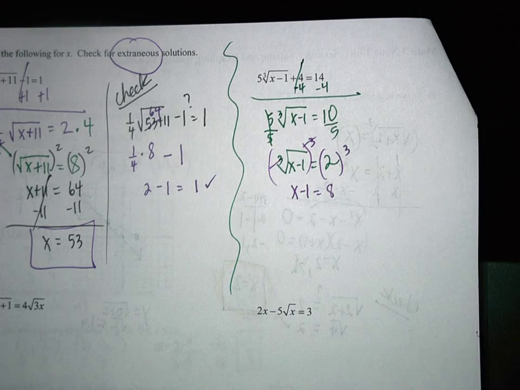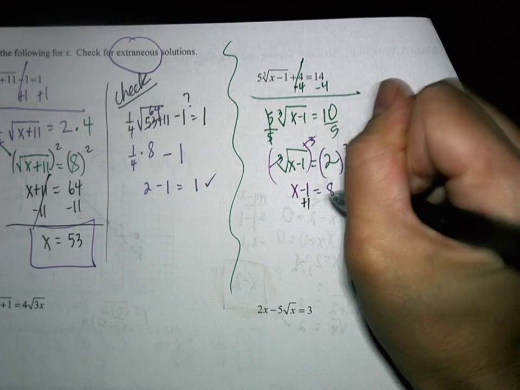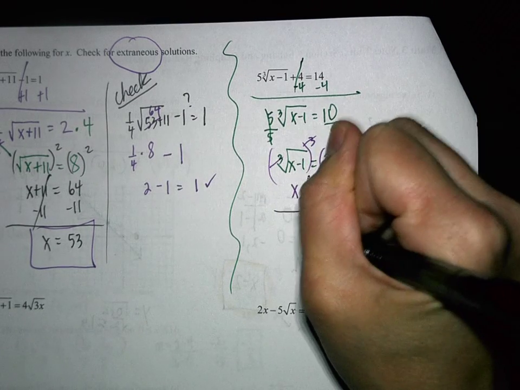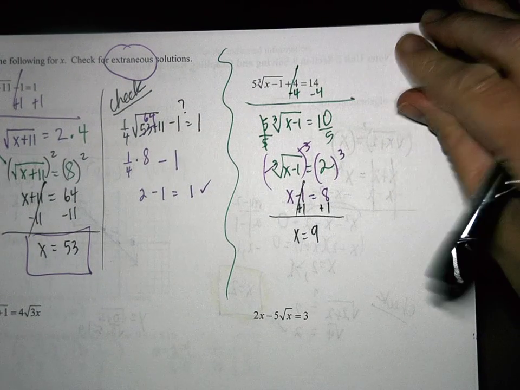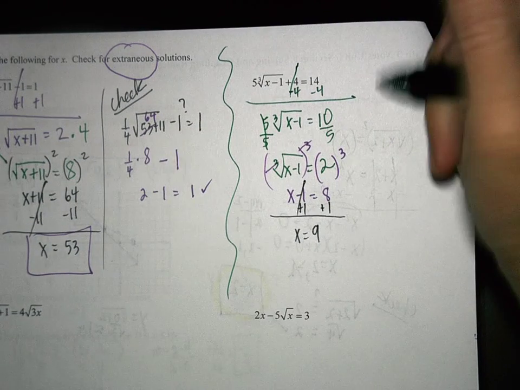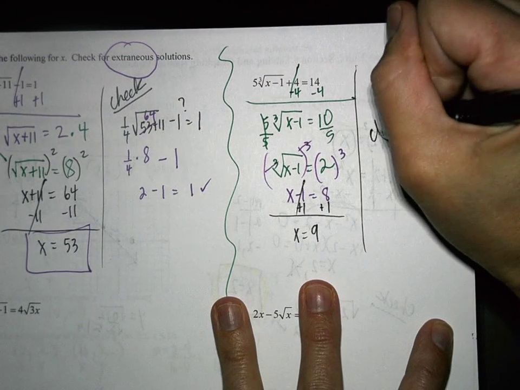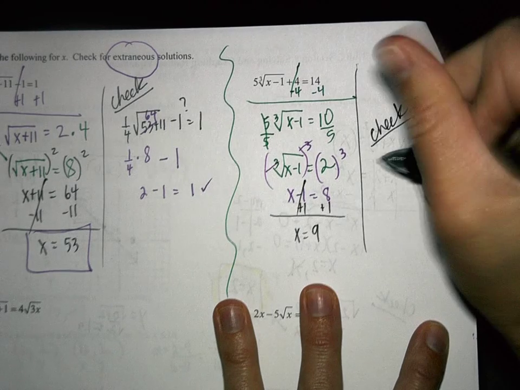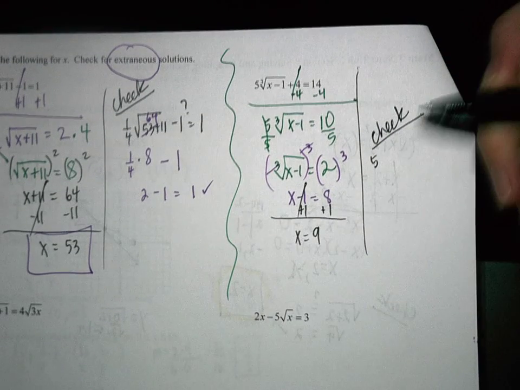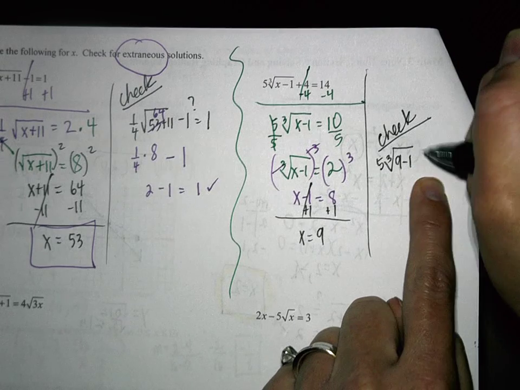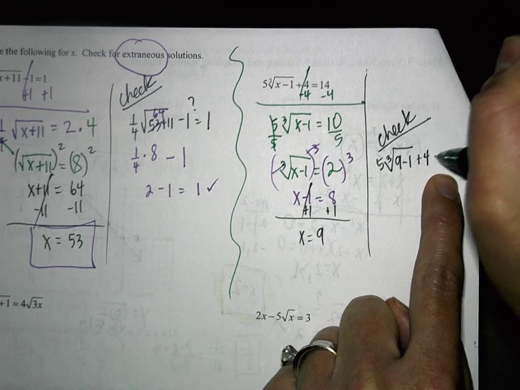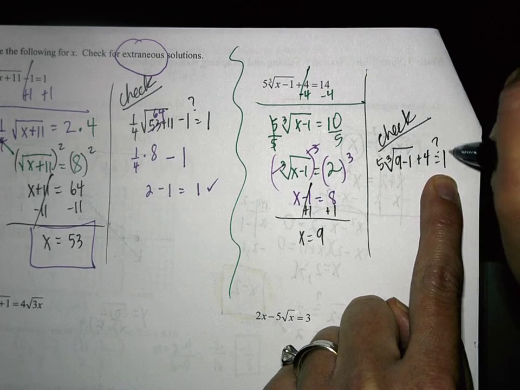Perfect. And then our last step here is going to add 1 to both sides. And so x equals what? 9. Okay, but in order to make sure this is a true answer, I need to, very good, check it. Okay, so 5, and then we have the cubed root of 9 minus 1 plus 4, and we're checking to see, is this equal to 14?